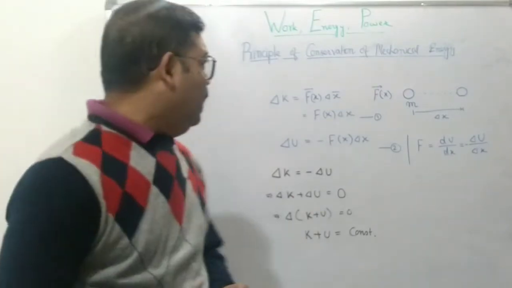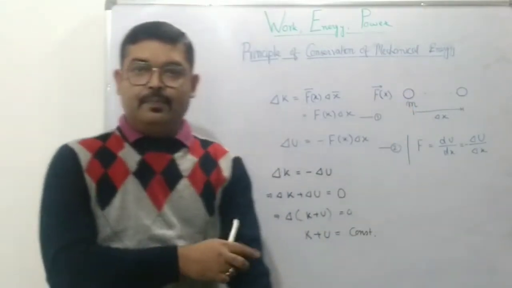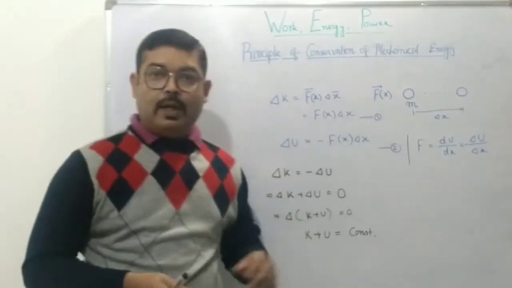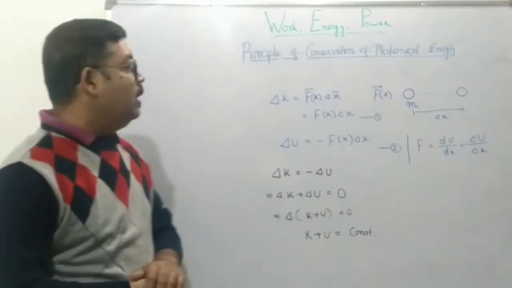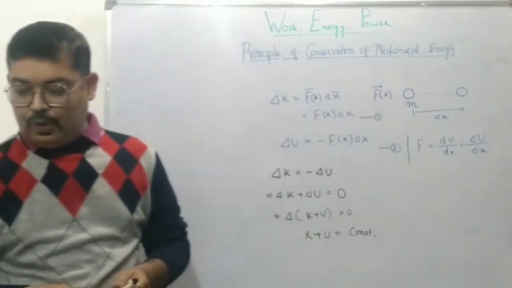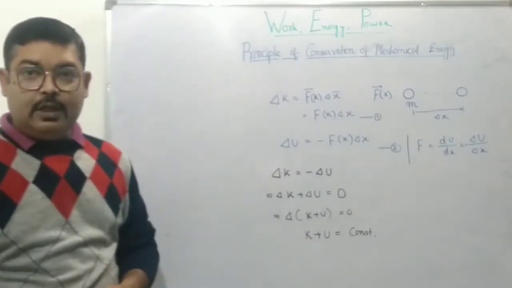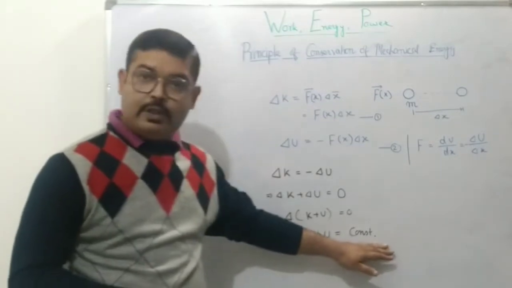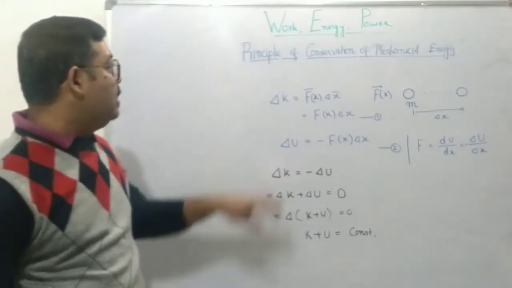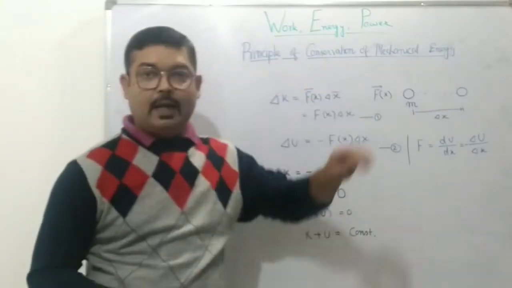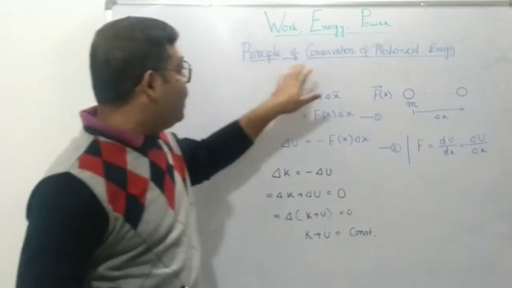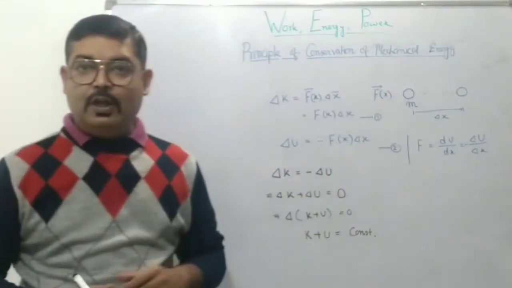So in case of a system where there is no external interference, in other words, in case of an isolated system, the total mechanical energy, kinetic energy plus potential energy, remains constant or remains conserved. It doesn't change. This is known as principle of conservation of mechanical energy. That net mechanical energy of the system will remain conserved.